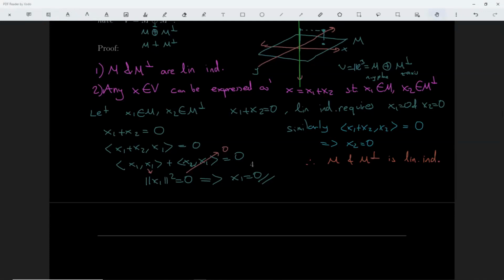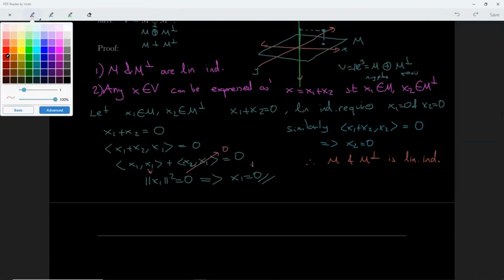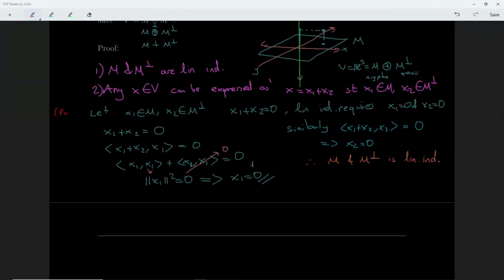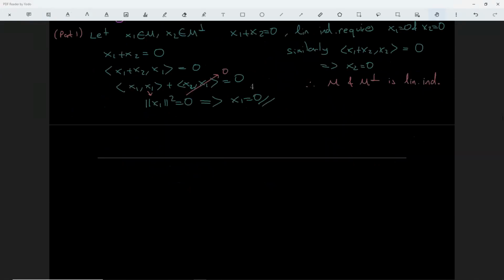Now we will need to show the second part. Maybe I can retire part 1. Sorry, so let's say part 1. And in the second part, we need to show that any vector x in our vector space can be expressed as two vectors, one in M and another one in M orthogonal complement. Let's say proof of 2. So let's try to do that.